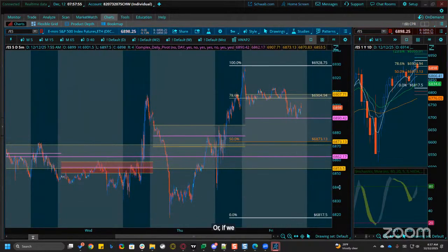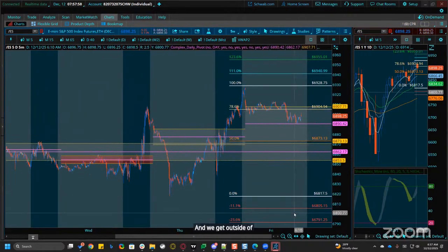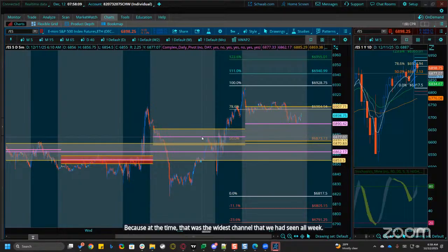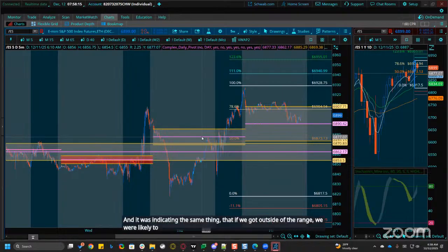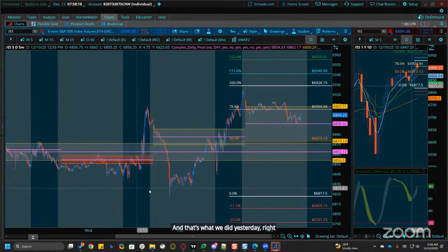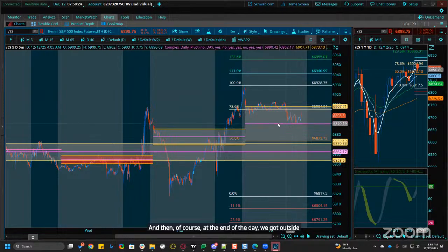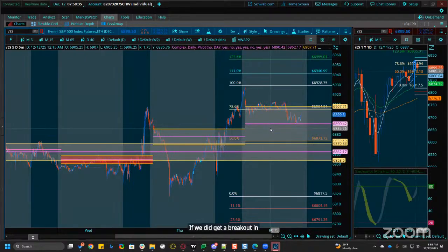Or if we fall all the way down here and we get outside of the channel, that we come back in again. We said the same thing yesterday with that wide channel, because at the time, that was the widest channel that we had seen all week. And it was indicating the same thing, that if we got outside of the range, we were likely to come back in again. And that's what we did yesterday. We got outside, we came back in. And then, of course, at the end of the day, we got outside and we came back in again. So these channels don't make price do anything. They're just here to help give us some clue as to what to expect if we did get a breakout in price.